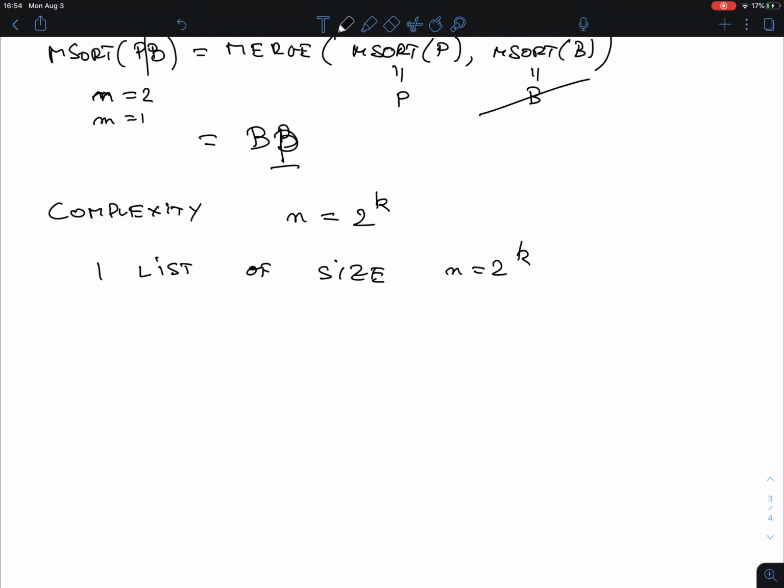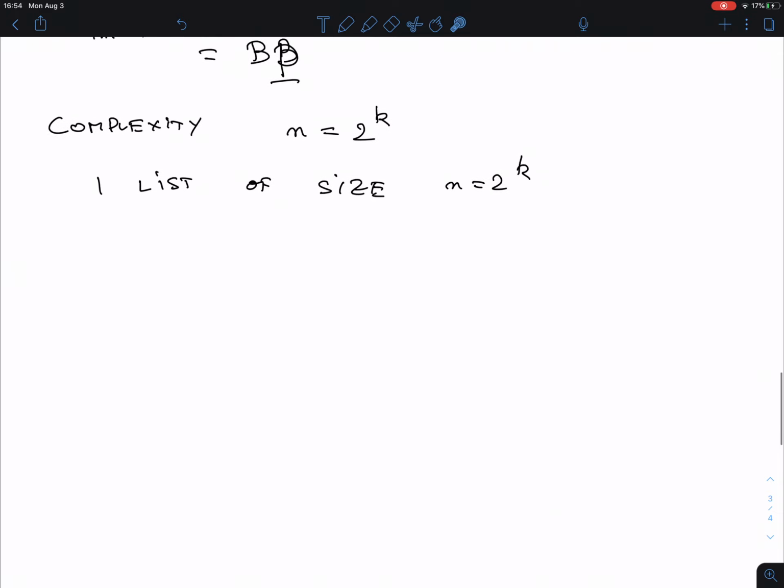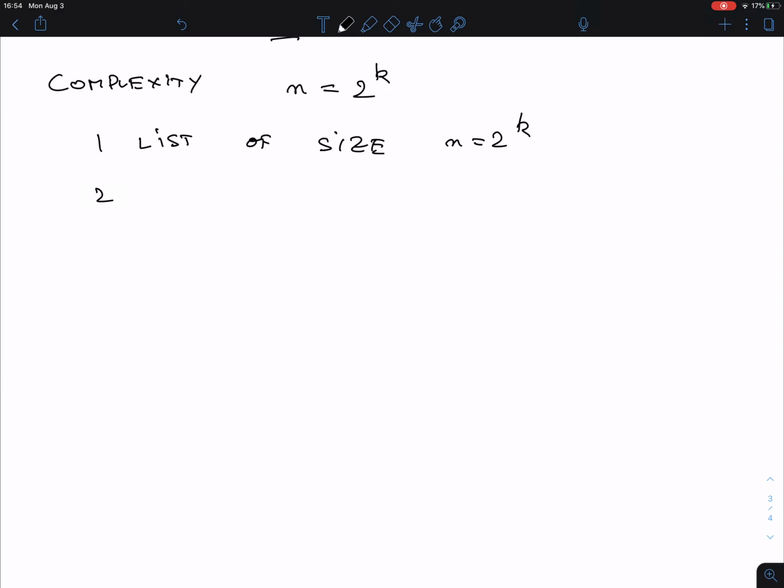2^k, okay? And then we divide that list basically in 2 equal parts, right? That is what this thing says, right? We divide the list in 2 equal parts. So the next step, we will have 2 lists of size, well, now the size is half of this size, which is just that.